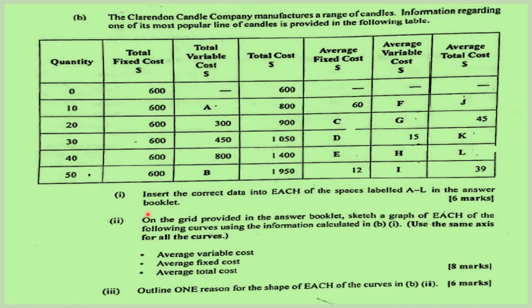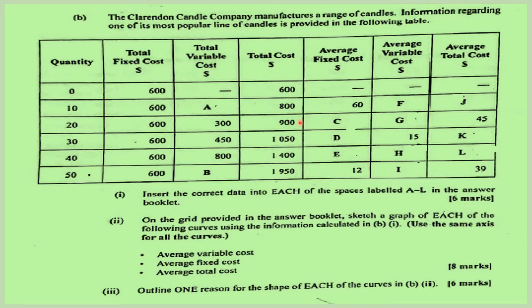First, they require us to insert the correct data into each of the spaces labeled E to L in the answer booklet. Now E to L is 12 items. For 6 marks, that's half a mark each.